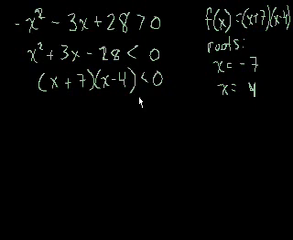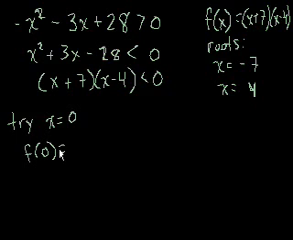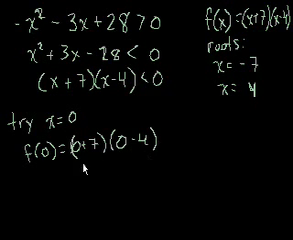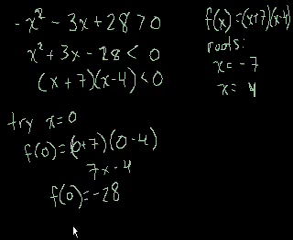So whenever I'm doing this quickly on a test or something, I just test numbers that are either between the roots or outside of the two roots. So let's pick a number that's between x equals minus 7 and x equals 4. Well, let's try x equals 0. Well, f of 0 is equal to 0 plus 7 times 0 minus 4, which is just 7 times minus 4, which is minus 28. So f of 0 is minus 28.